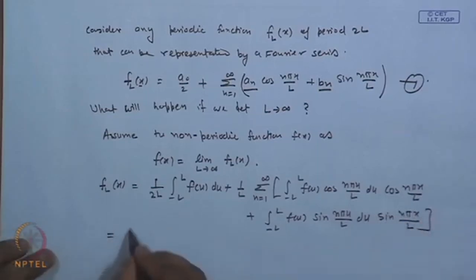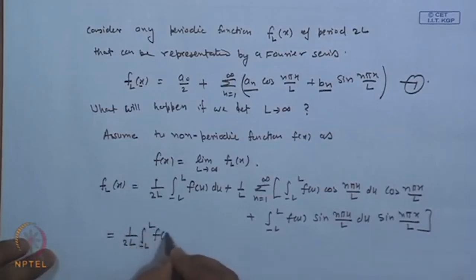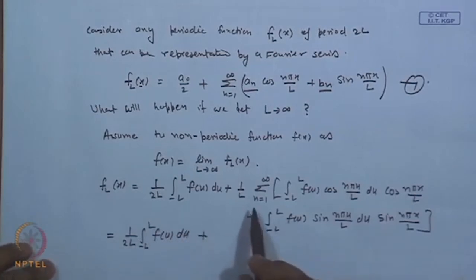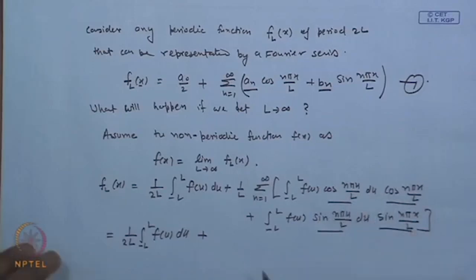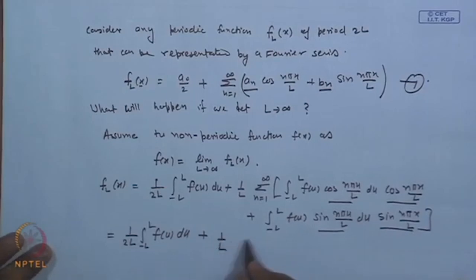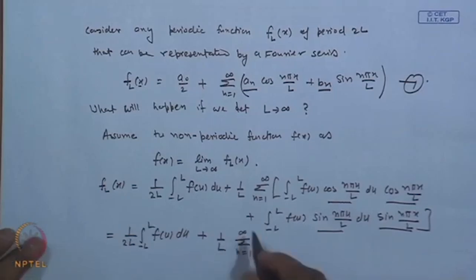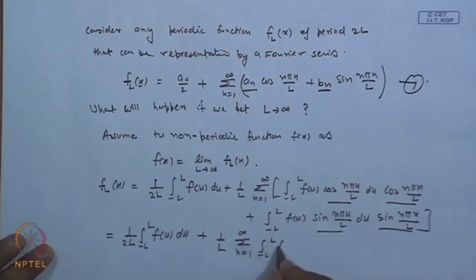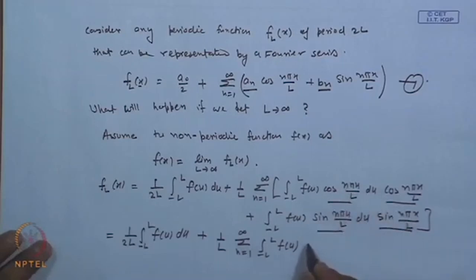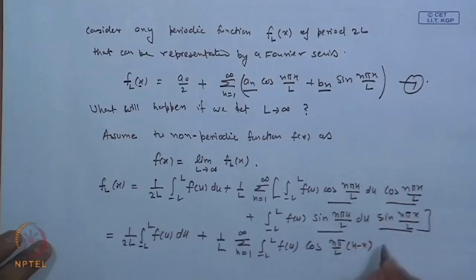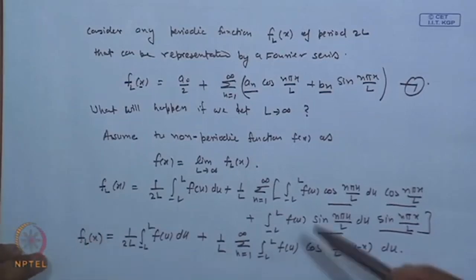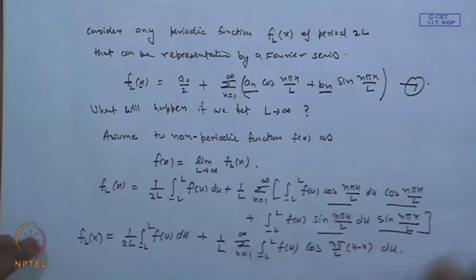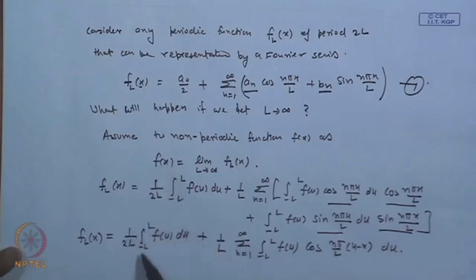Now, what we do: the first term we keep as it is, f(u) du. For the second term, here we have cos and cos, so cos A cos B plus sin A sin B. So this we can combine into one cos function. So we have here n from 1 to infinity, and this integral from minus L to L, f(u) is common to both the integrals, and here we write cos(A minus B). So we have cos(n pi over L times (u minus x)) du. So this is still the Fourier series representation, just rewritten in this form, and now we will let the limit L, or this period L, go to infinity.